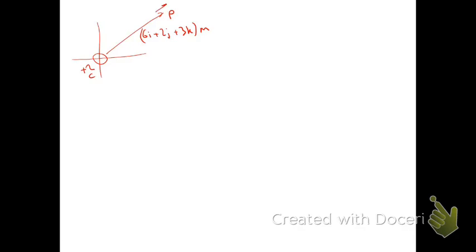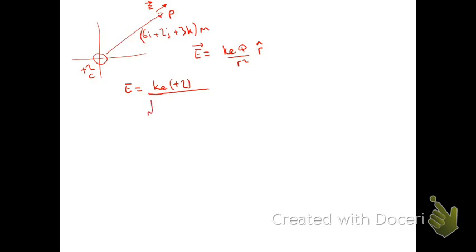So I want to know E. And I say, well, I know E. E is equal to KE Q over R squared times the unit vector. So E is equal to KE Q, well, I know Q is plus 2, over R squared. Oh, I know how to do that.